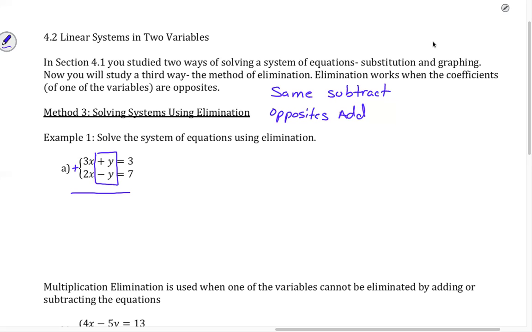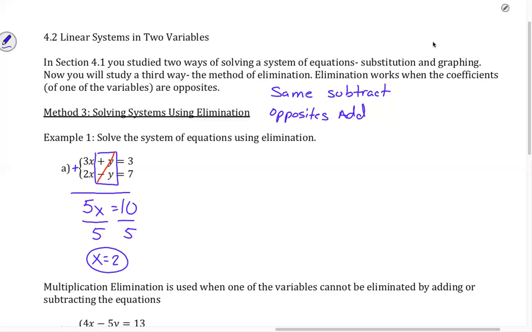Just think of an old school algebra problem from like 4th grade where they're like, add 123 plus 437, and you're adding down. That's what I'm doing here. 3x plus 2x is 5x. Y plus negative y, they cancel. They're gone. 3 plus 7 is 10. Well, that's nice, right? There's no y's. I have 5x equals 10. Divide by 5, you get x equals 2. That's half my answer, right?